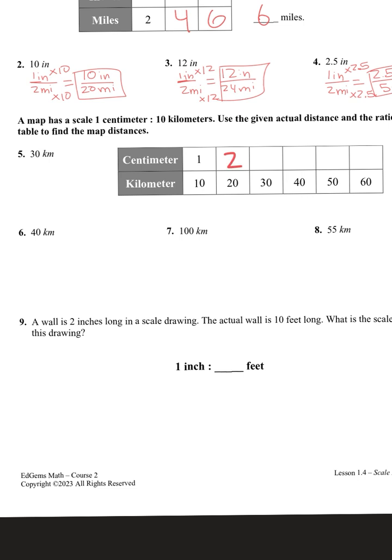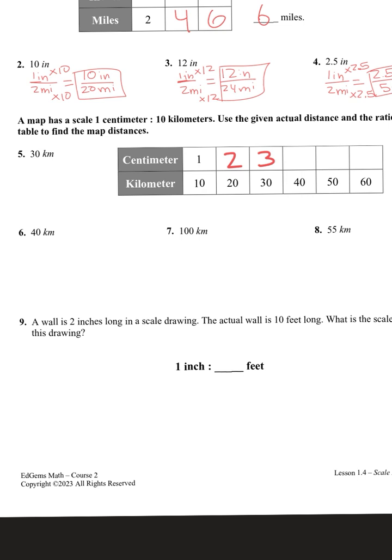So again, 10 times what is 30? That's 3. So then 1 times 3 is 3. Okay, so 3 centimeters is the same as 30 kilometers. And then, let me back up. 30 kilometers in real life is the same as 3 centimeters on the map. So here we go, moving on.